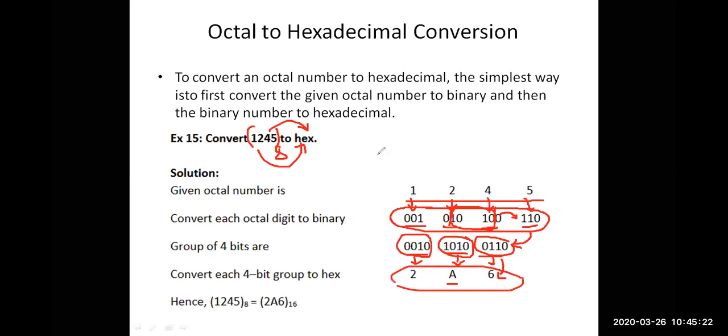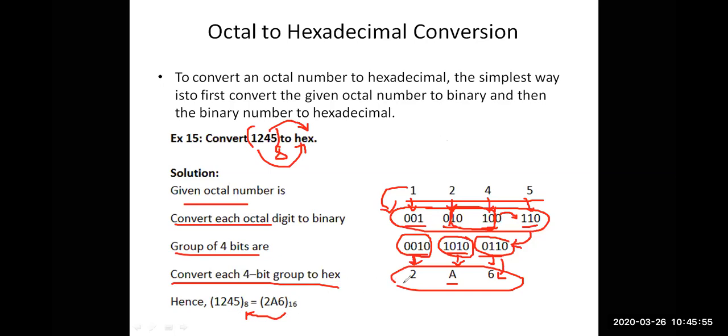So the first thing is to convert the octal number into its binary equivalent, then regroup those binary digits into groups of 4, and replace each group by the equivalent hex number. So this is the conversion of octal to hex. Now we can do the reverse conversion of hex into octal. So how to do this?